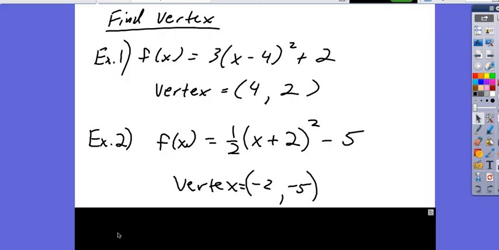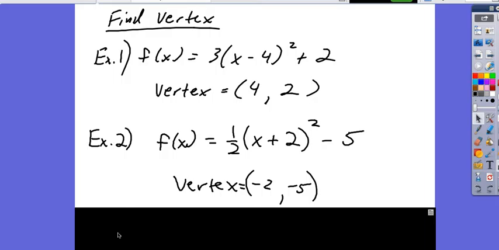This value that is out front is your a value, and that a value is the same kind of a value that we had when it came to standard form. Same deal with standard form. If this a value is negative, guess what this graph's going to do? It's going to go down. If the a value is positive, it's going to go up. So in these two cases, the a values are positive. Therefore, it's going to face up.